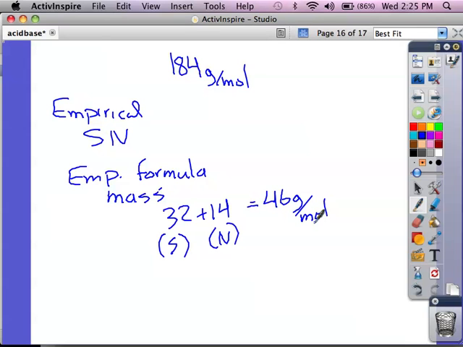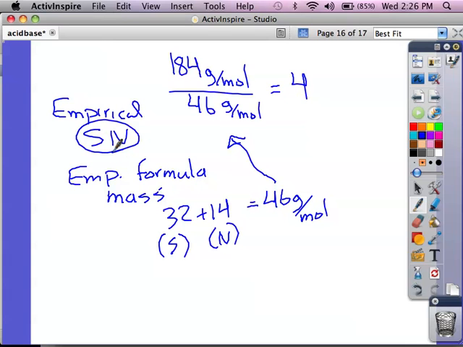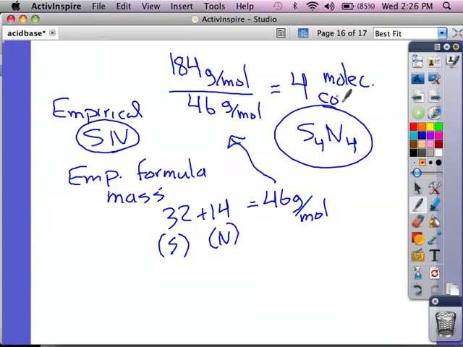The easiest way to do this, because we know these things have to go into whole numbers, is to say, well, how many times does my 46 grams go into my original molar mass? So take 184 and divide by 46. If you've done it correctly up to this point, you should get very nearly a whole number. As you look at this, you will see you will get the number 4. And so what does that mean? That means that there are 4 formula units. There's 4 of these things in the molecular formula. So you end up with S4N4. That is my molecular compound.